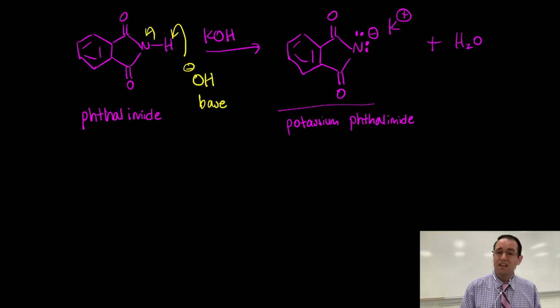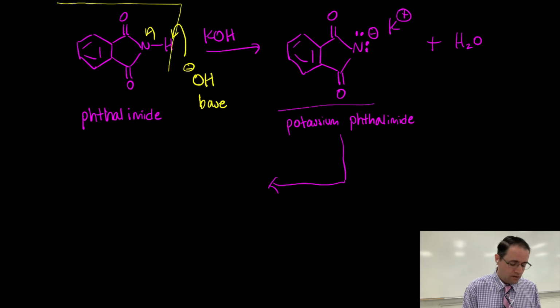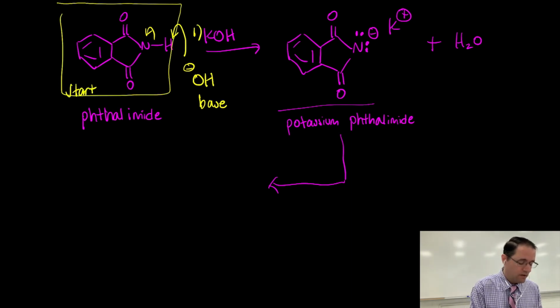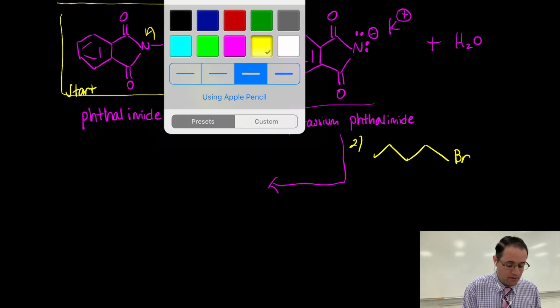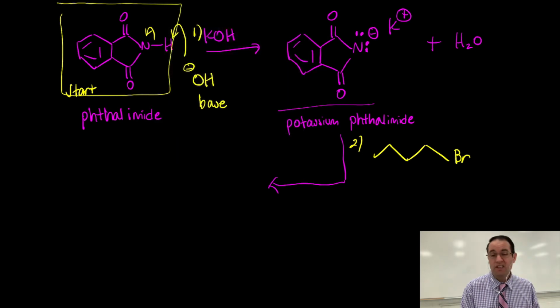Okay. And in the next step, we want to react this with an alkyl halide. This is what we start with. Start with this molecule here. In step 1, we're adding KOH. And in step 2, we're going to add an alkyl bromide. Let me add this one here. So 1, 2, 3, 4. This is 1-bromobutane.